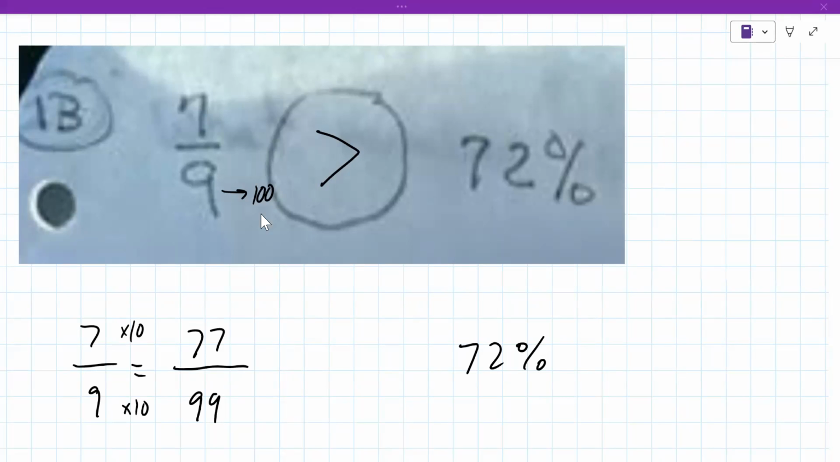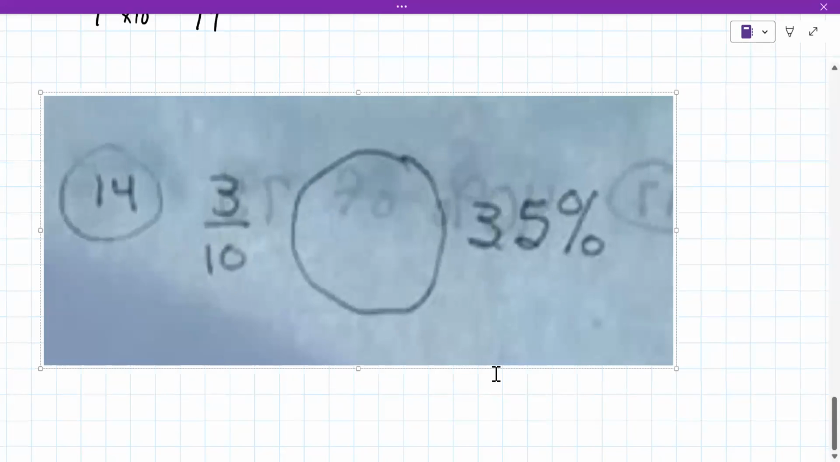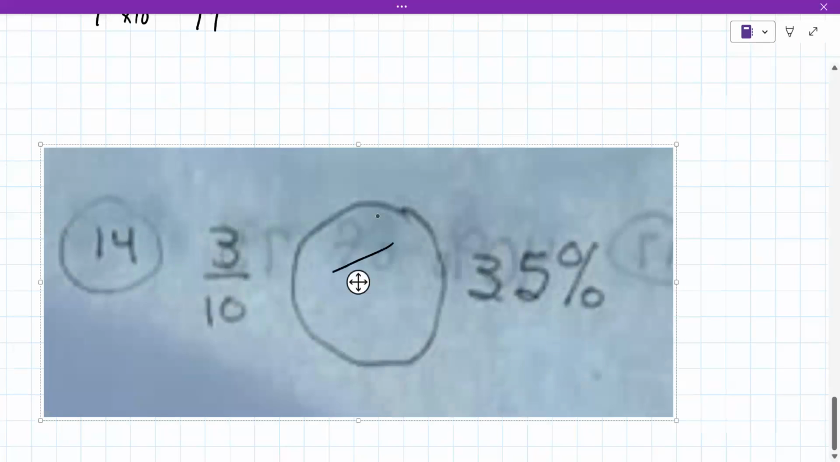The next one, go ahead and try this one on your own, and let me know what you come up with. Lots of possibilities for this one. The 35% is larger than the 3/10. That is correct. Very good.